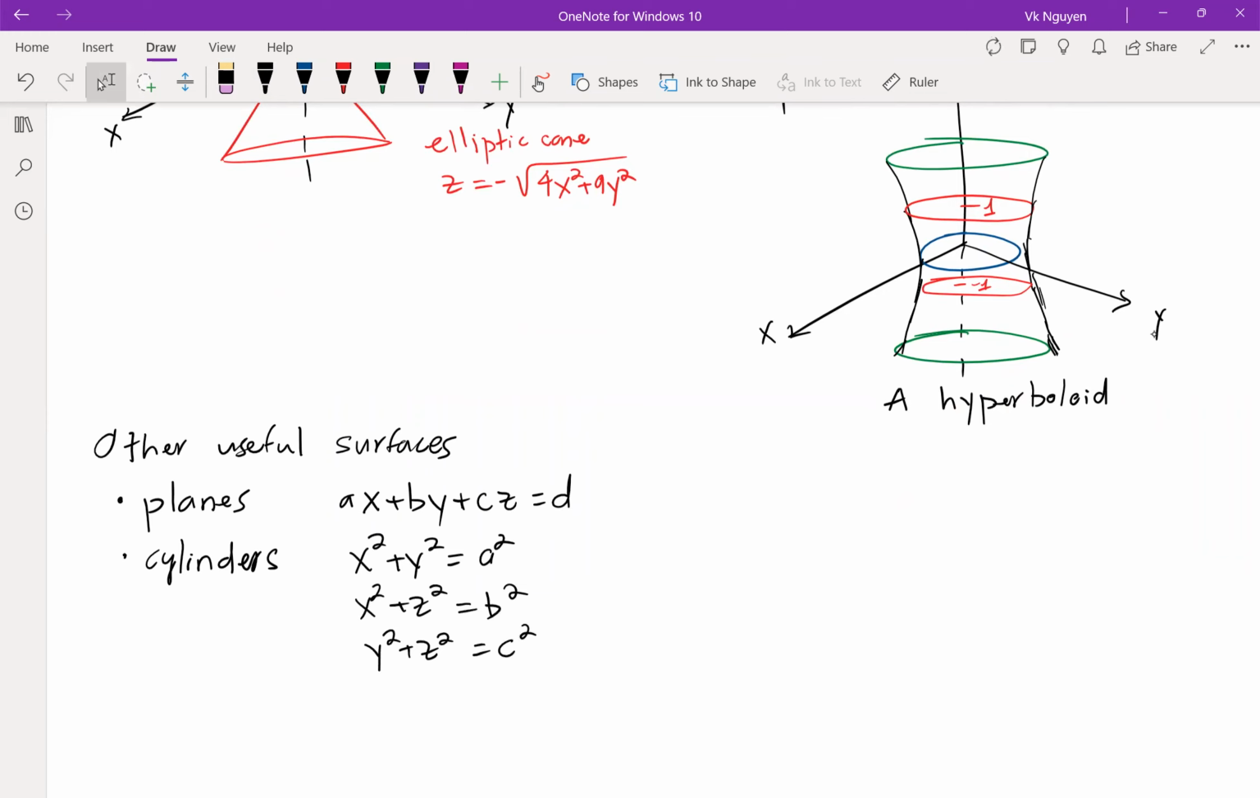Planes and cylinders are very useful in chapter 15, because in chapter 15 we're going to be doing a lot of integration, and we've got to change the coordinates into cylindrical coordinates and spherical coordinates. You've got to know what a cylinder looks like.